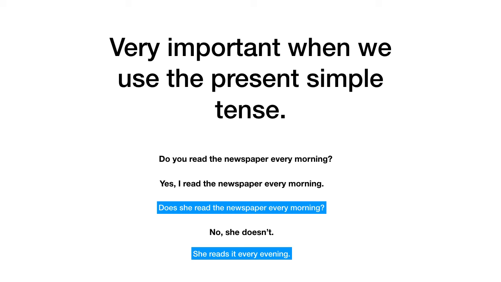Again, in the question, you still use the base form of the verb. Do you read the newspaper every morning? Yes, I read the newspaper every morning. Even in the third person singular, when you ask the question, it's still the base form. Does she read the newspaper every morning? No S. No, she doesn't. But she reads it every evening. There you see the S in the simple present, added to the base form of the verb read.